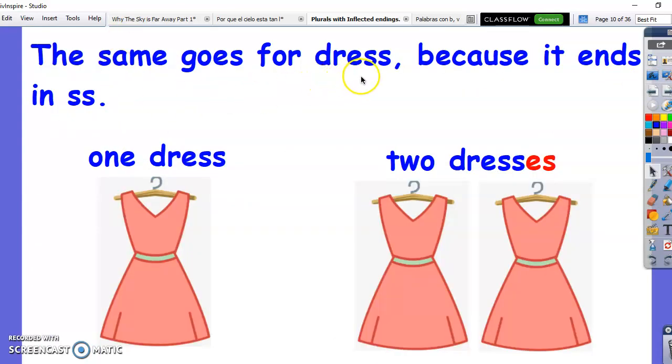The same goes for dress because it ends with s, or 2 s's in this case. One dress is the singular form, 2 dresses is the plural form.